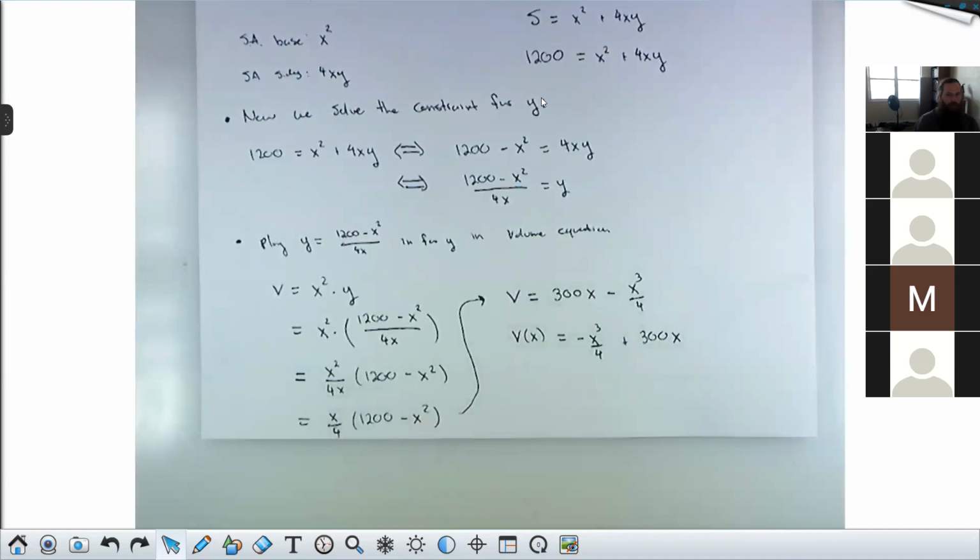Is everybody comfy up to this step? How did you pop the 4x over to x squared? So that piece is down here, right? Yeah. That's the same as having this whole thing multiplied by 1 over 4x. So just using some algebra rules here.